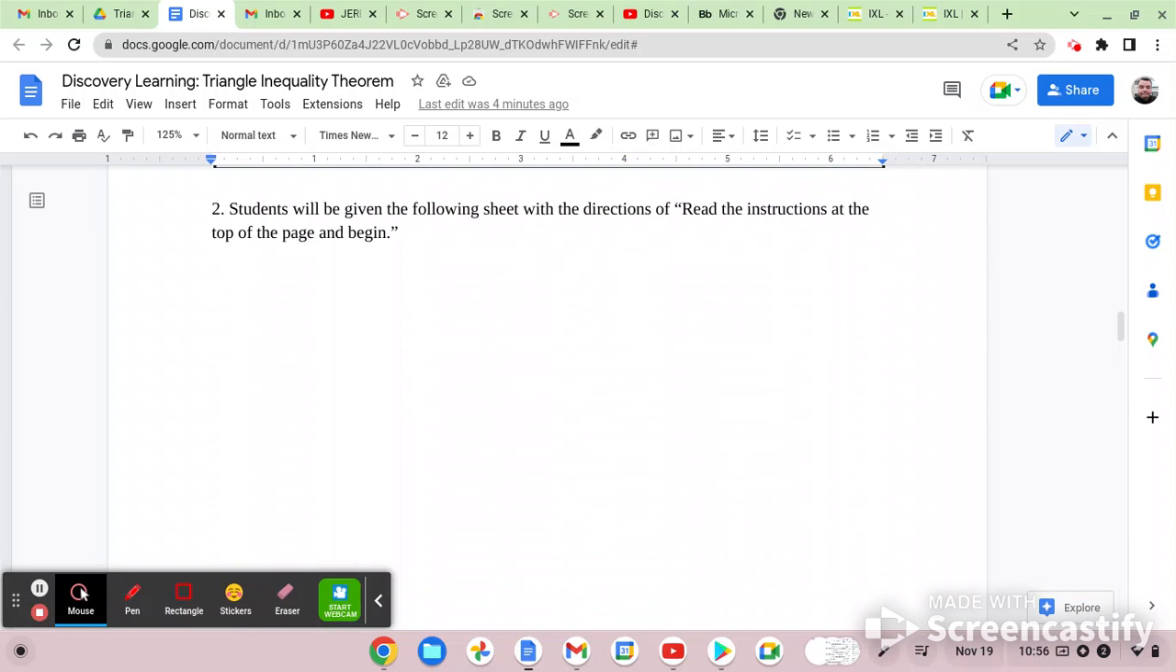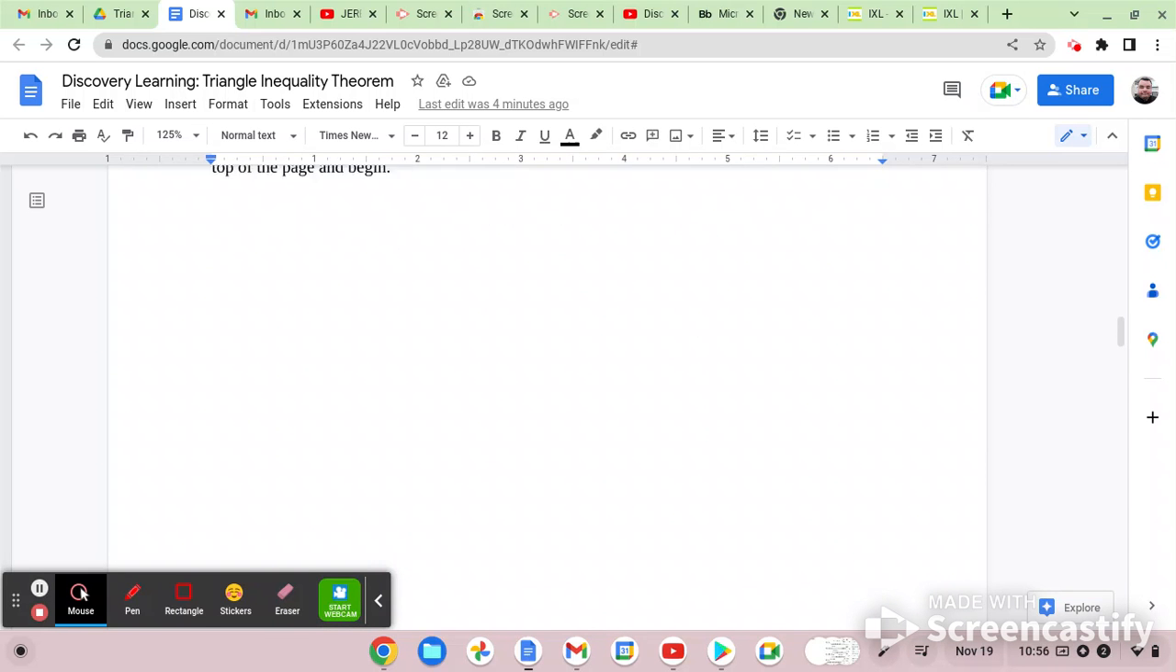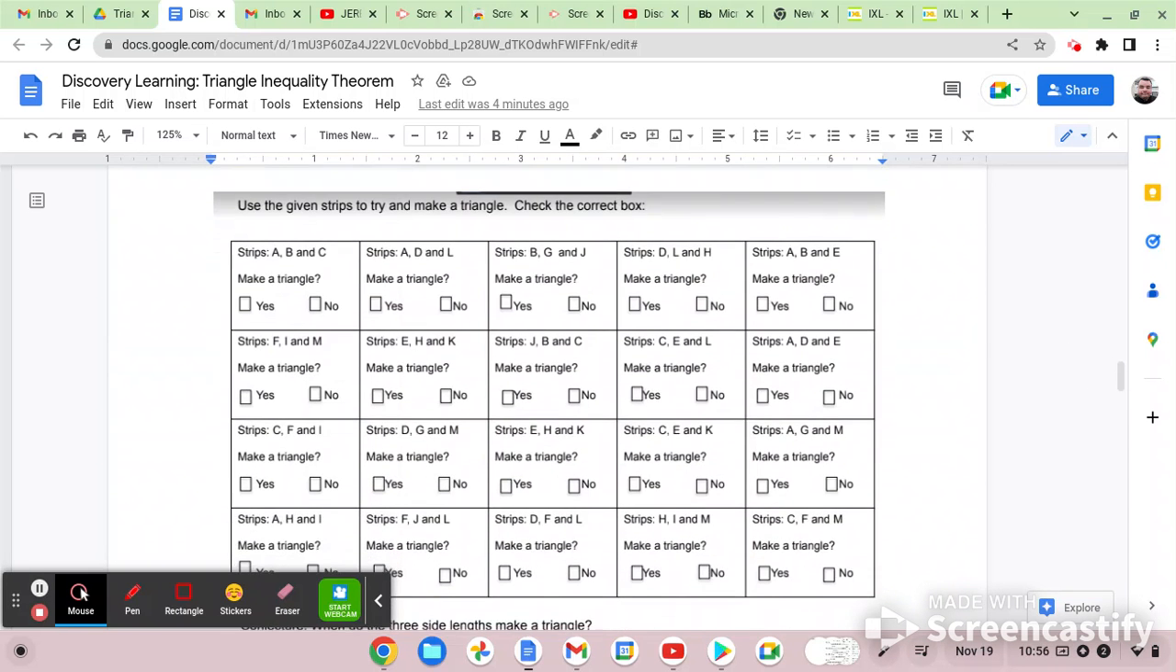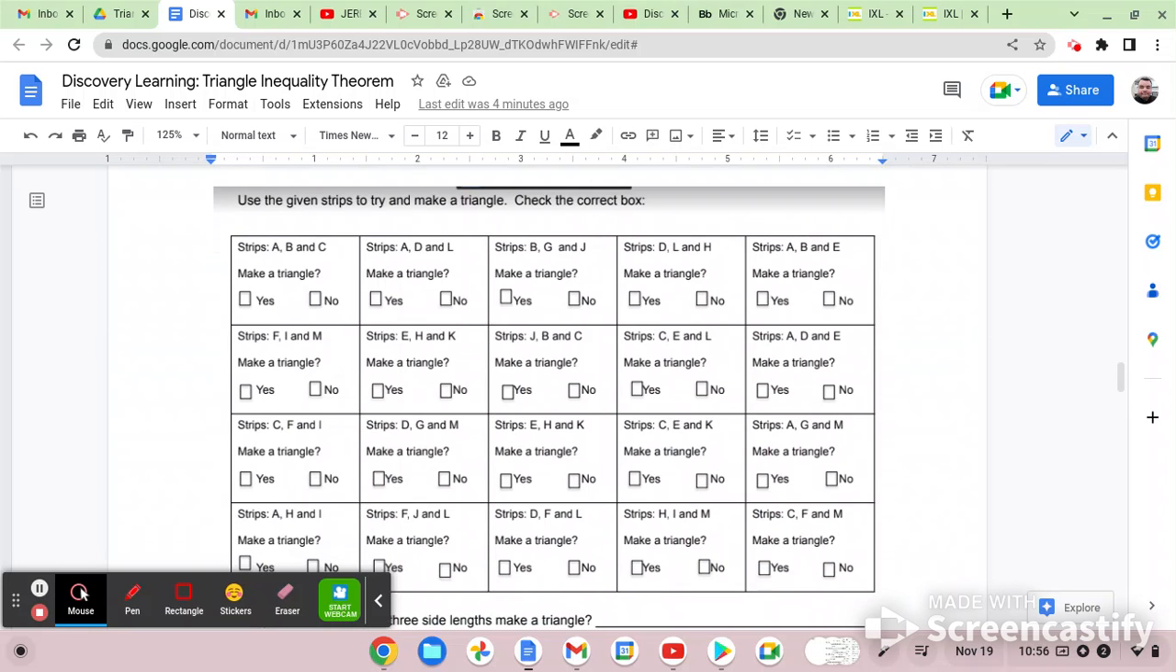Next, once we're all set, I'm going to give them the next piece of paper, and I'm going to give them the very specific instructions: read the instructions at the top and begin. They're going to be taking their strips of paper, like A, B, and C, those rectangles they've cut out, to try to form a triangle. It may take a little bit of going around to say, for a triangle, you should have 3 vertices. There shouldn't be any overlap, just to make sure that they understand what a triangle should look like for this activity. And they're just going to be saying, yes, it makes a triangle, or no.